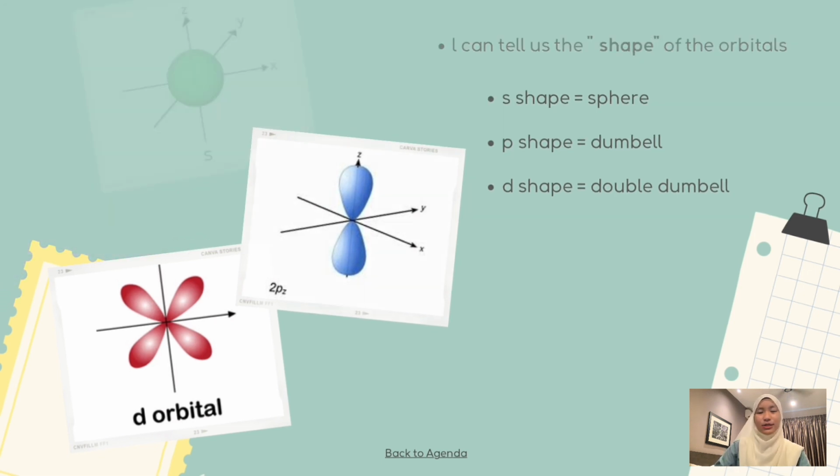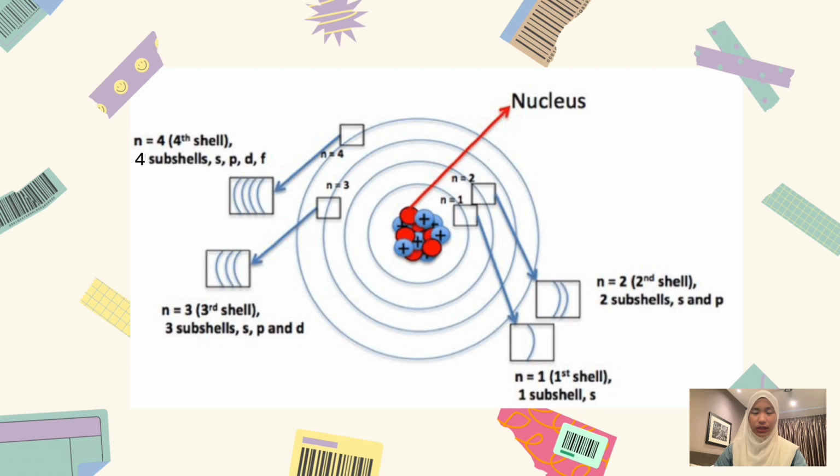To make it clearer, as shown in this illustration, the middle one is the nucleus. In an atom, we have shells and subshells. For example, n equals 1, the first shell, has 1 subshell, which is s. Then n equals 2, the second shell, has 2 subshells, which are s and p. The third shell, n equals 3, has 3 subshells, which are s, p, and d. And the fourth shell, n equals 4, has 4 subshells, which are s, p, d, and f.